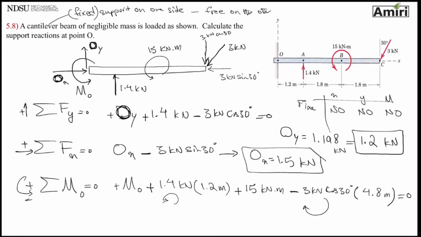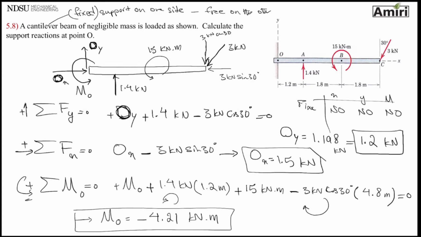The only unknown in this equation is my moment about point O, which I will get as 1.21 kilonewton meter. I got a negative. That means it goes against the way I drew it on my FBD.